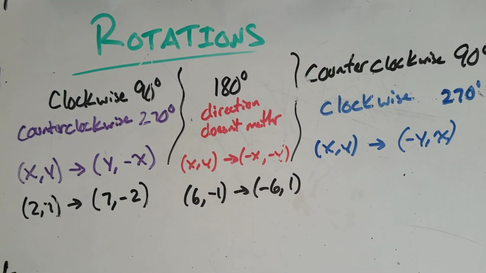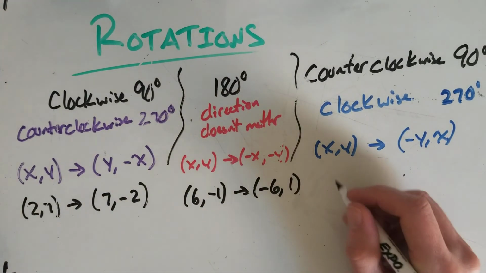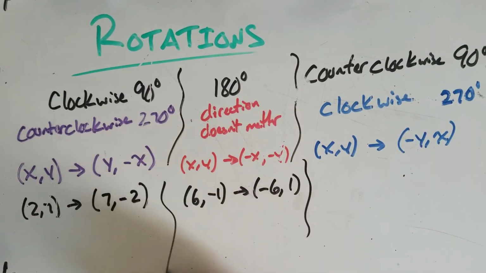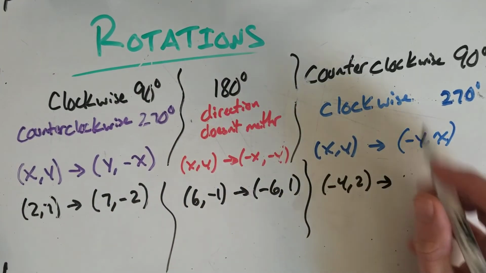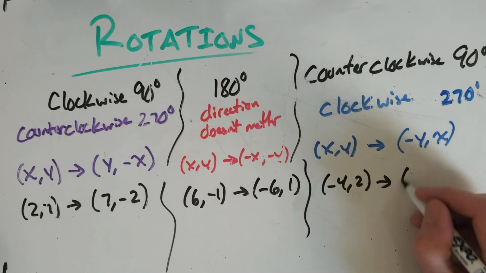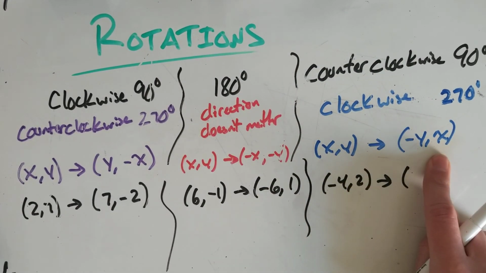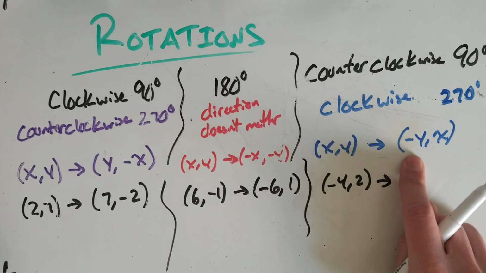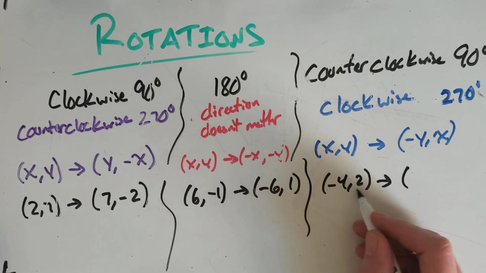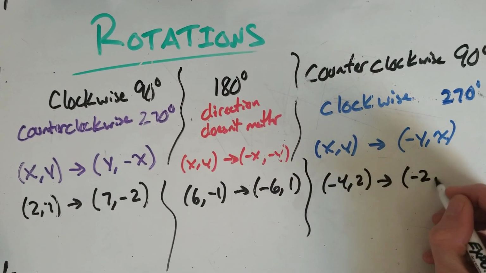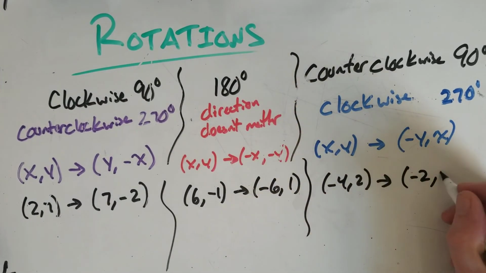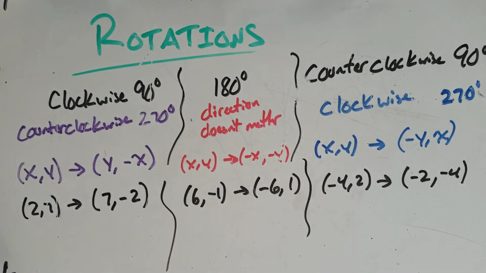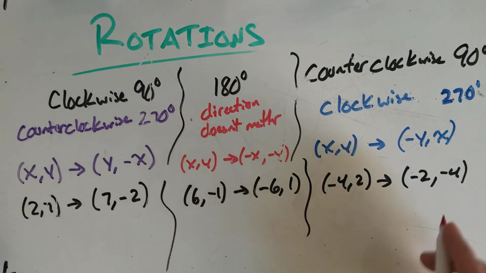And an example of this, the trick with all of these is really just knowing how the rules work. If we had (-4, 2) and we did one of these two rotations, your y is going to become your x, but it's going to change signs. So your y is 2, it's going to become the opposite though, and it's going to become your x, so it becomes -2. Your x, which is -4, is just going to become your y as -4. So that would be your new points here.